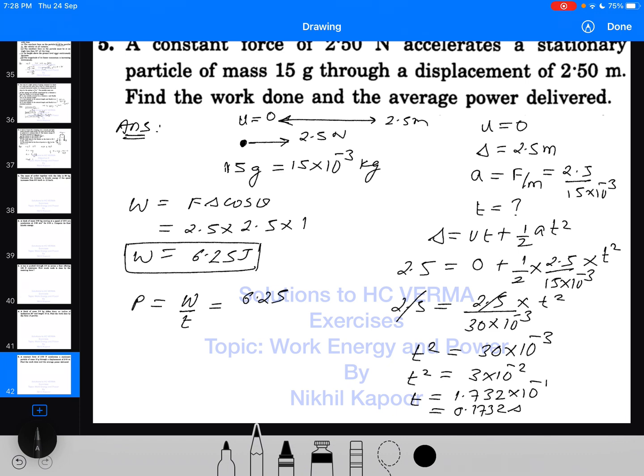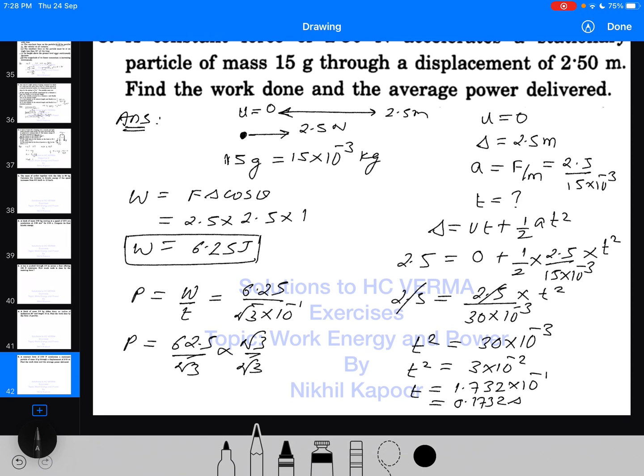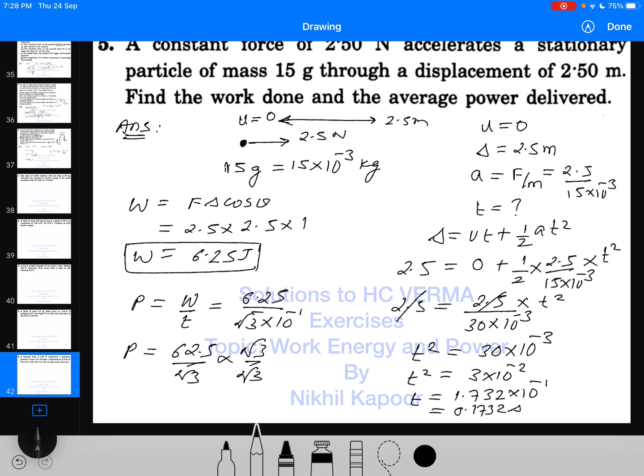So that would be 6.25 upon 1.732. For easy calculation, I will write this as root 3 into 10 raised to minus 1. That would be easier. So power will be equal to 62.5 upon root 3. Let's rationalize it. Multiply and divide by root 3. So that comes out to be 6.25 into 1.73, that is the value of root 3, upon root 3 into root 3, which is 3. And I can solve this for easy calculation here.